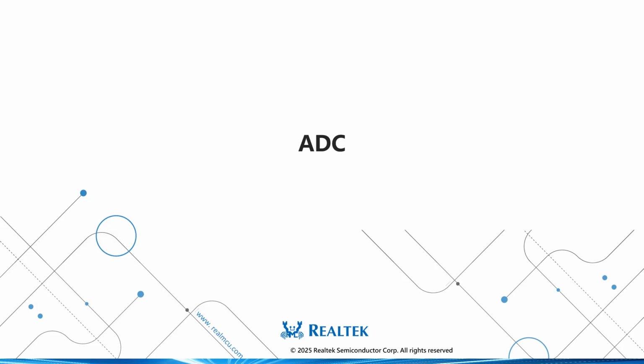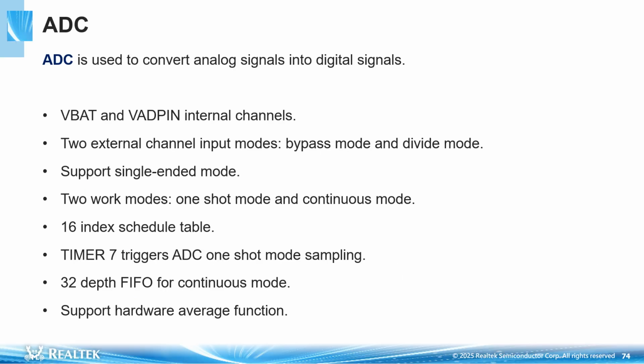Next, we will introduce ADC. ADC is used to convert analog signals into digital signals. ADC supports two internal channels, VBAT and VADPIN. It supports two external channel input modes, bypass mode and divide mode. It supports 16 schedule tables. It supports hardware averaging function.